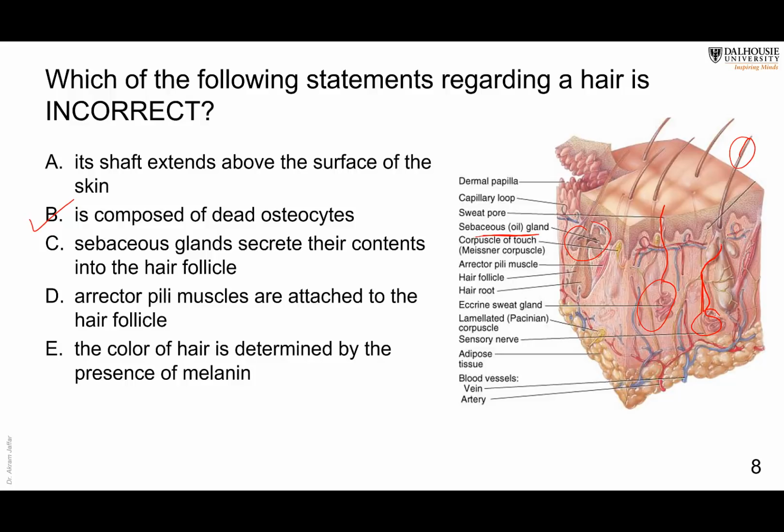The color of the hair is determined by the presence of melanin. Yes, the color of hair results from melanin that is produced in melanocytes in the bulb. So dark hair contains true melanin. Blonde and red hair contain melanin with iron and sulfur added. Gray hair is the result of a decline in melanin production, and white hair has some air bubbles in the medullary shaft. So the incorrect answer here regarding the hair is that it's composed of dead osteocytes. The hair is composed of dead keratinocytes.